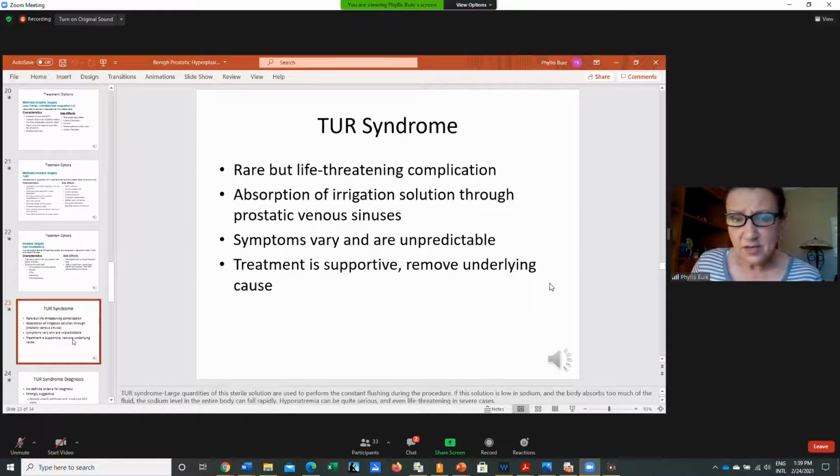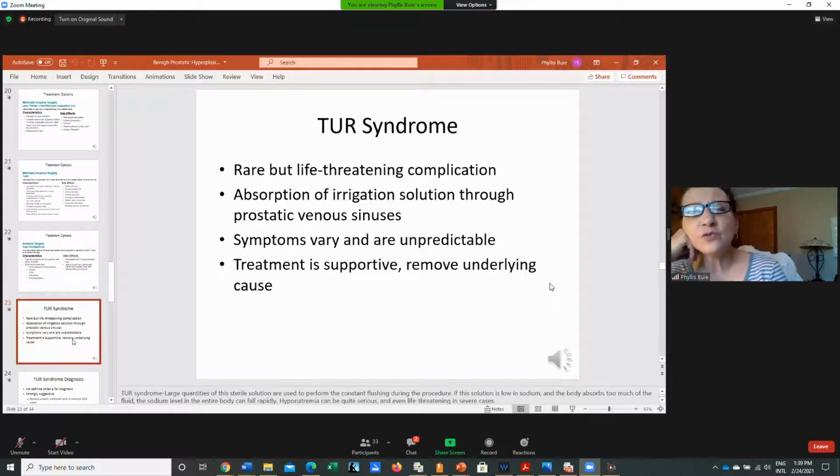Now back to the TUR syndrome. You don't see it that often, but the symptoms can vary and they can be very unpredictable. Some of the symptoms can be confused with other things too. So you just really need to be on your toes about this and make sure that you pick up on it quickly if there's a change in the patient.